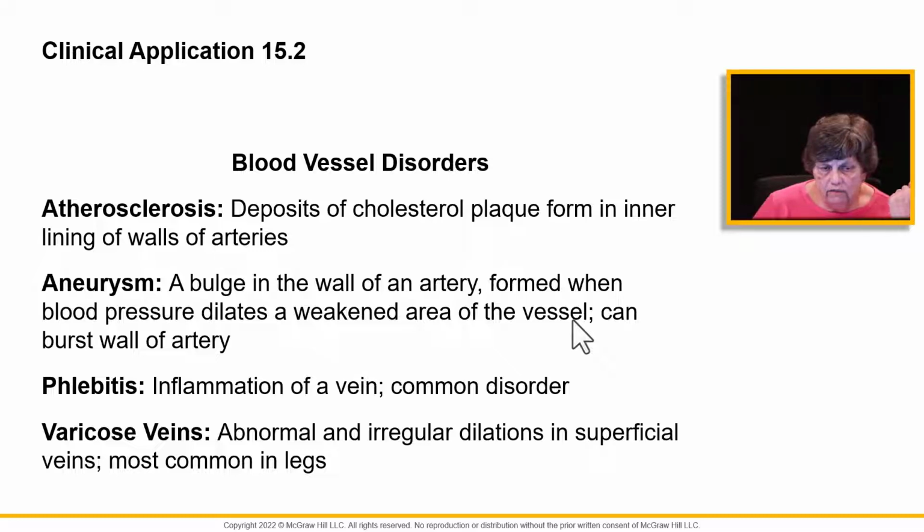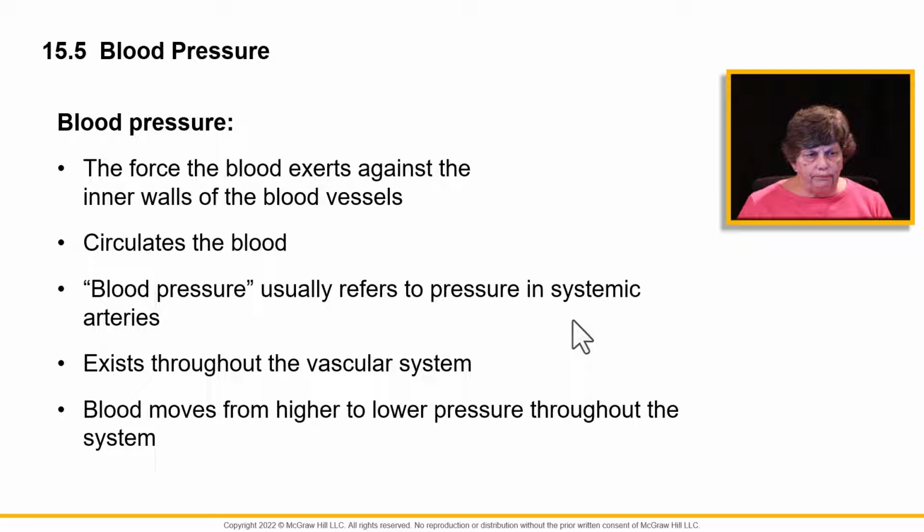Okay, it's very common to have abdominal aneurysms, aortic aneurysms, brain aneurysms. Phlebitis is where you get inflammation of the vein. This is very common. It swells and gets red. And then varicose veins, very common in women that have been pregnant and older folks. This is where you get dilation in the superficial veins, and it's just more common in the legs.